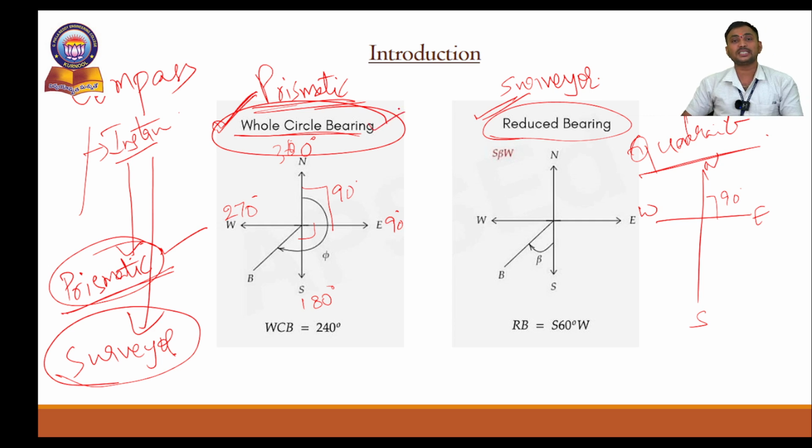When coming to the surveyor compass, if we are going to be using that reduced bearing, it will be having only 90 degrees. From north to east, 90 degrees. From south to east, it is 90 degrees. Next, from south to west, it is 90 degrees. From north to west, it is 90 degrees. My dear students, only 90 degrees.